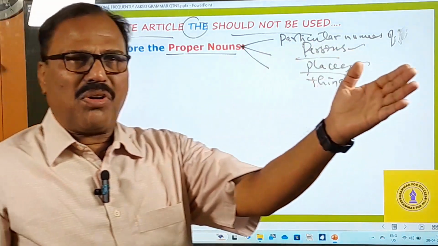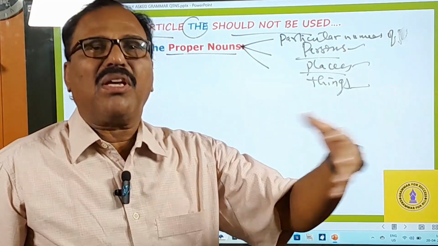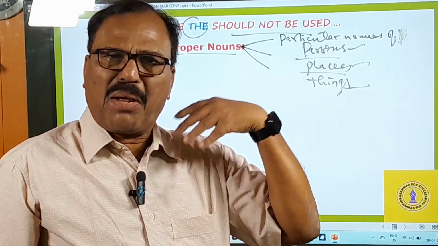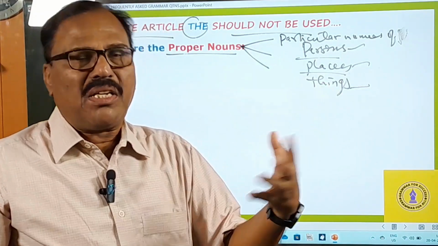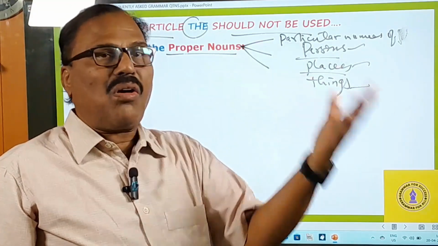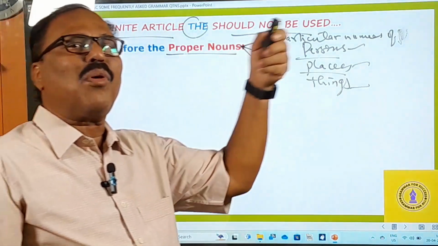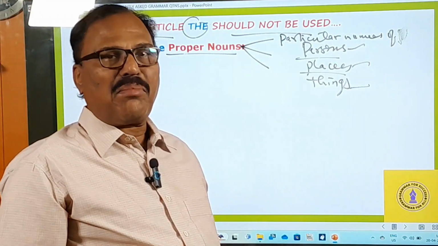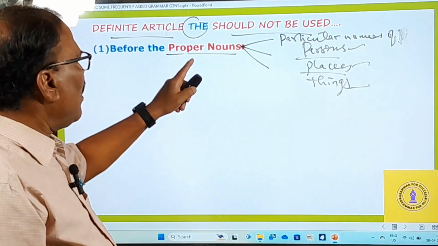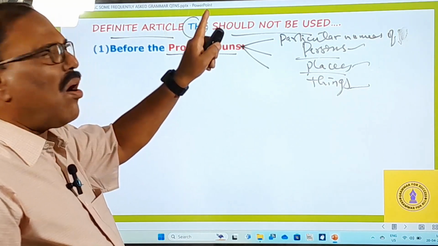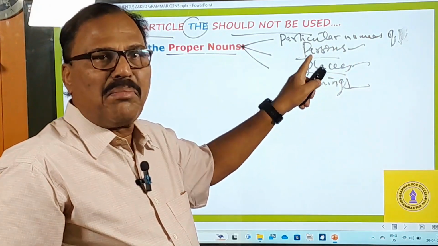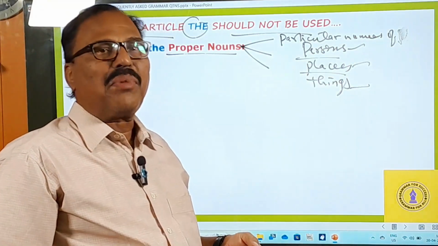And his name is Mohan. Mohan is a particular name, his own name. Proper means own, his own name, so that is called his proper name. Sheila is her own name, the particular name of that girl. In this way, all particular names of persons, places and things are called proper nouns.